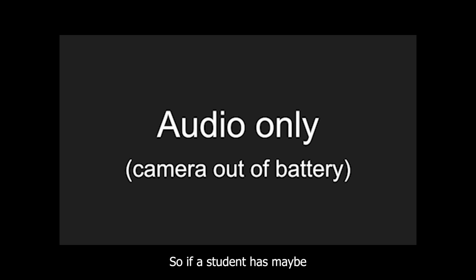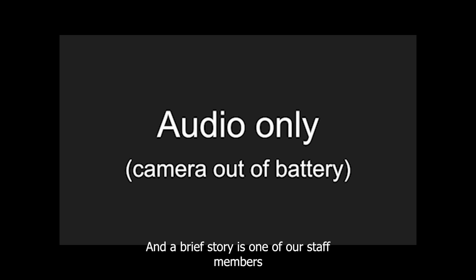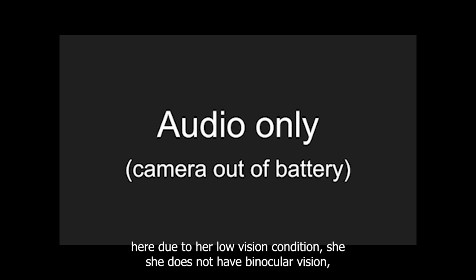So if a student has maybe one eye that's more impacted than the other, there's a really good chance that they have a loss of binocular vision and they may not quite see shapes in 3D. And a brief story is one of our staff members here, due to her low vision condition, she does not have binocular vision.